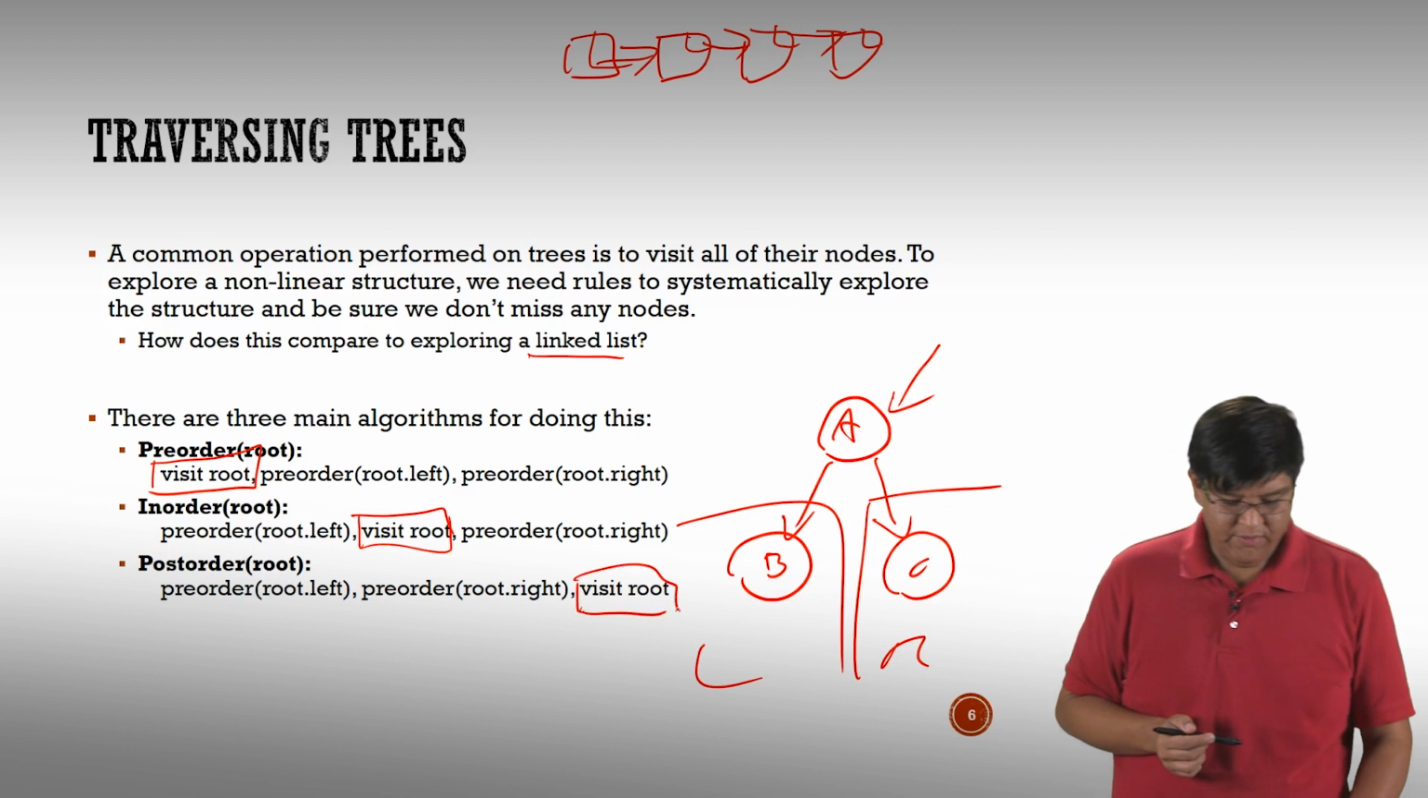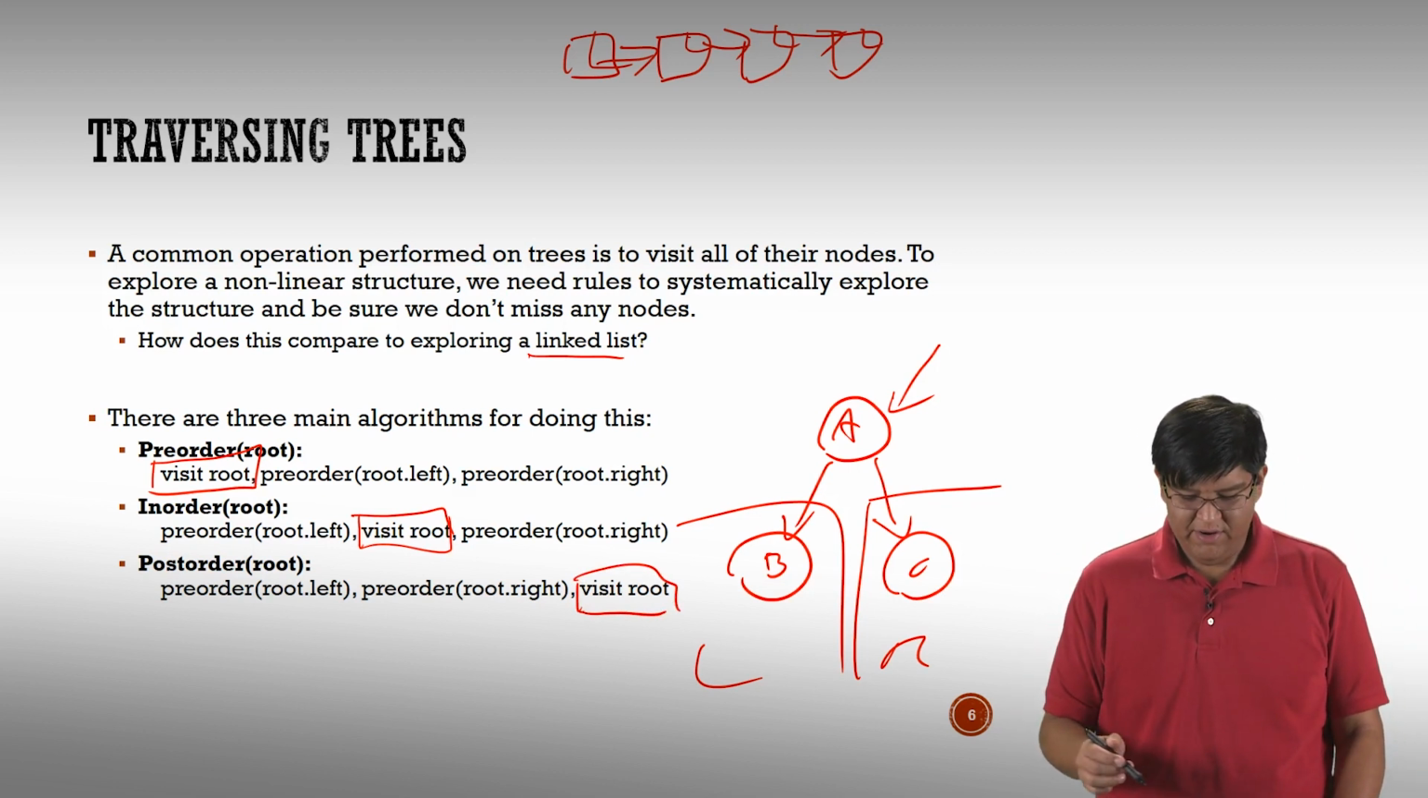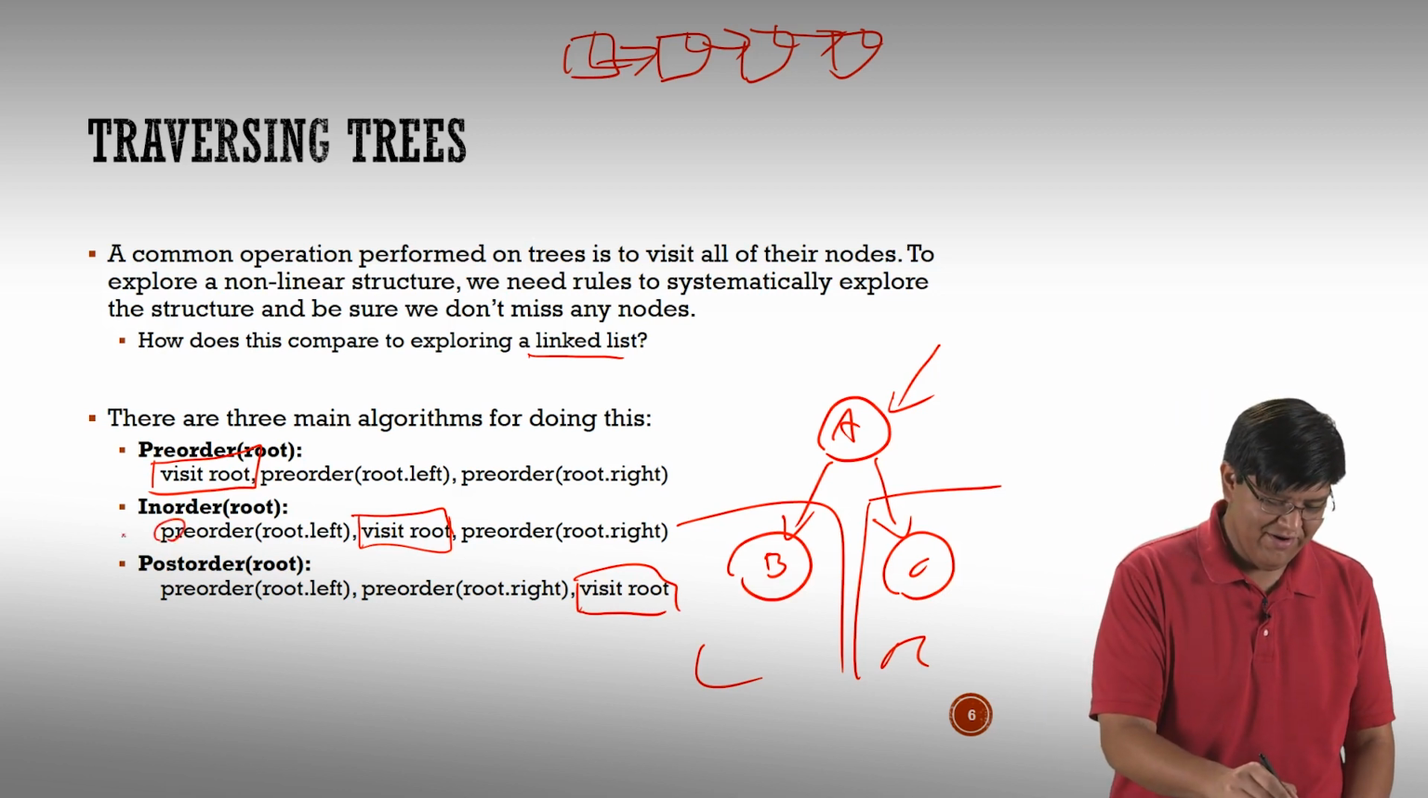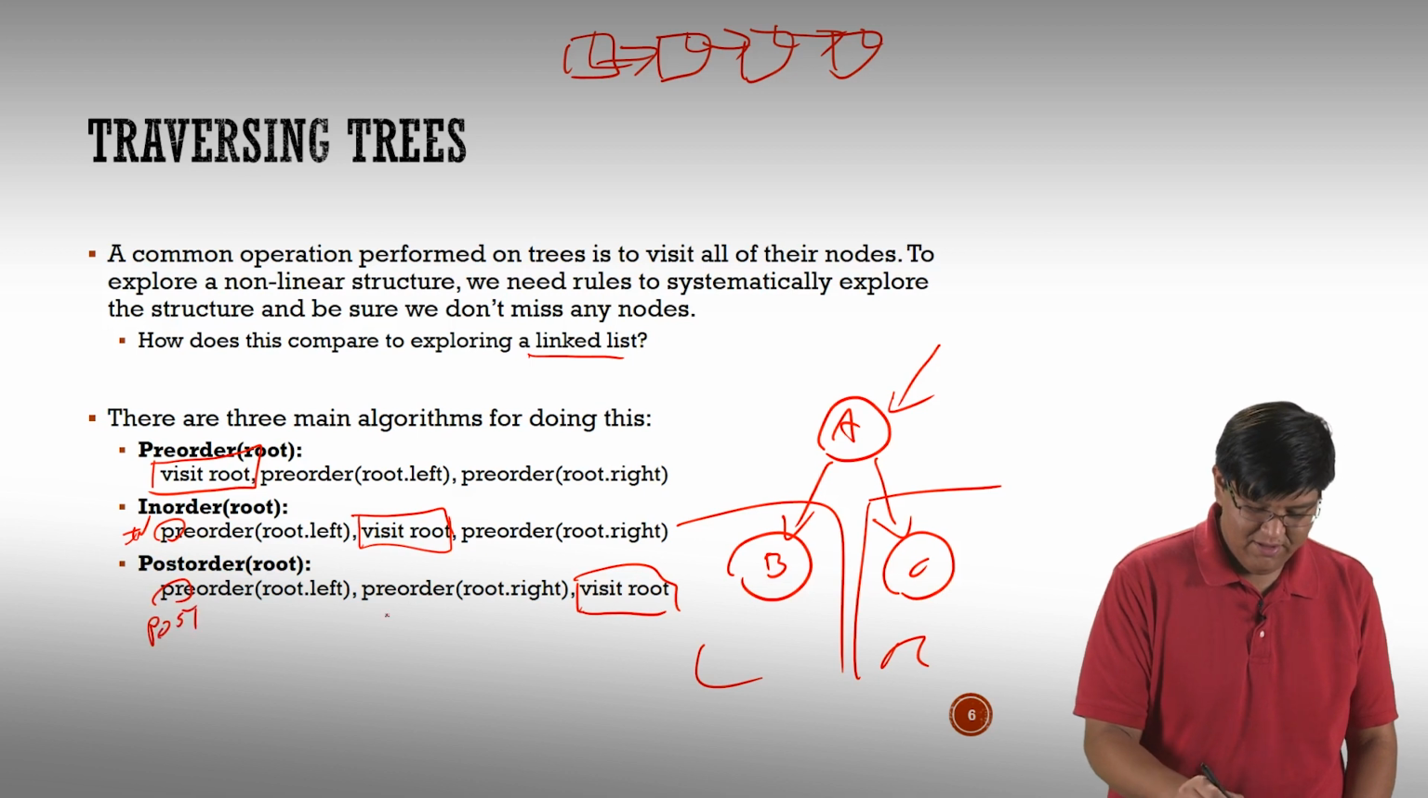All right, so how does that look? In order, imagine I start at A, the root, then I've got a pre-order on the left. Actually, this should say in-order over here. And this should also say post-order over here. Post.